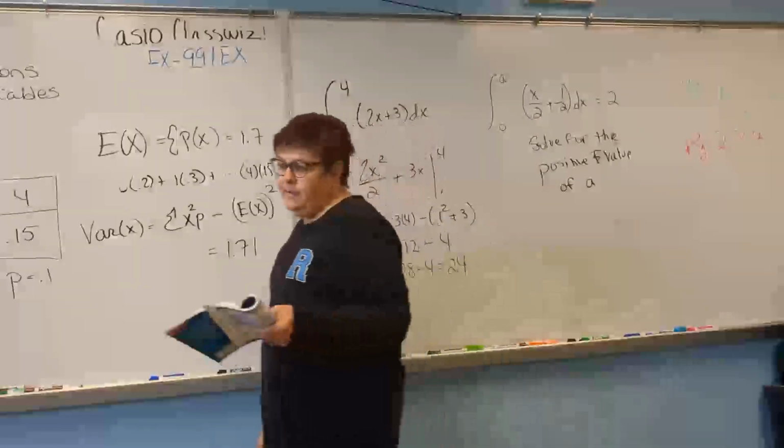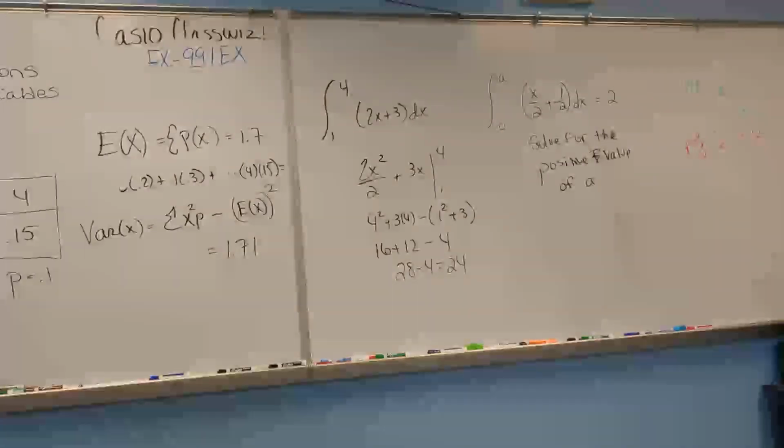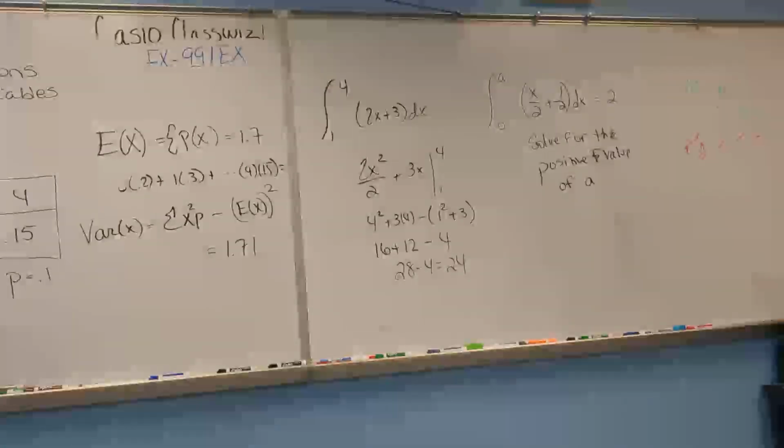Okay, solve for the positive value of A. Is that an O or a 0? 0. It looks very circular. Oh, okay. Good job. Thank you.